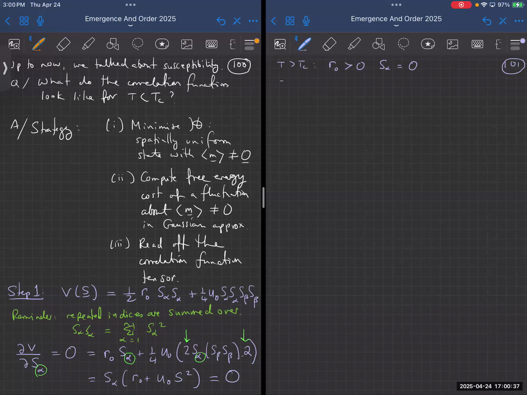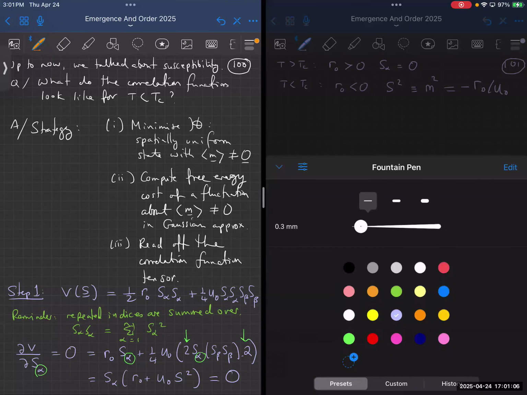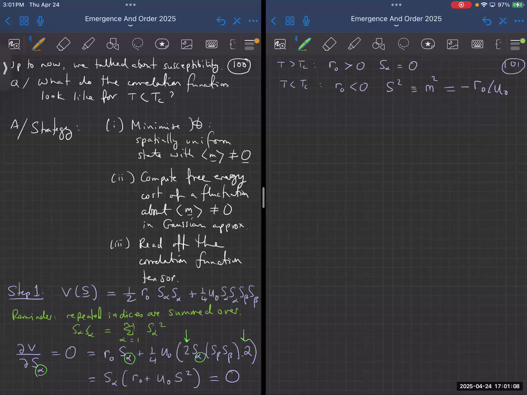But for t less than Tc, I know that r naught is negative, and so I can also have the solution that says S squared is equal to what I'm going to call m squared, and that is equal to minus r naught over u naught. Since r naught is negative, that's a positive number. So all I get from solving the minimum is the magnitude of the order parameter, but not its direction. So now we're going to break the symmetry. We're going to choose a direction of ordering.